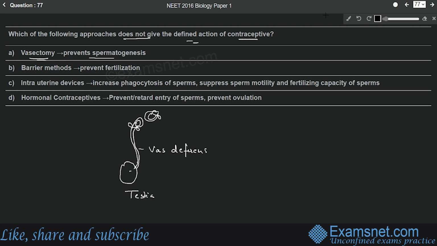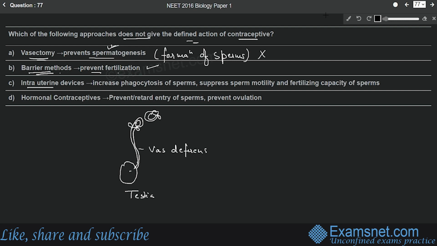And here it is given that vasectomy prevents spermatogenesis. Spermatogenesis means formation of sperms. It is the process of formation of sperms. So this is not correct because vasectomy does not stop the sperm formation. It just stops the transport of sperms. Okay, so this is incorrect. Now the second one is barrier methods prevent fertilization. So barrier methods are the physical methods, right? So they prevent the physical meeting of sperms and ovum. That is, they prevent fertilization. So this is correct.